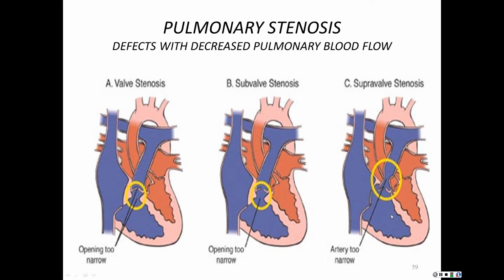Then we can have supravalve stenosis, supra meaning above the valve. So we have a normal pathway here, but as we see, there's a constriction of the pulmonary artery here as it tries to go out. So there's a stricture here. Again, it creates the same problem in that the right ventricle is having to work harder to move the blood out to get to the lungs to be oxygenated.